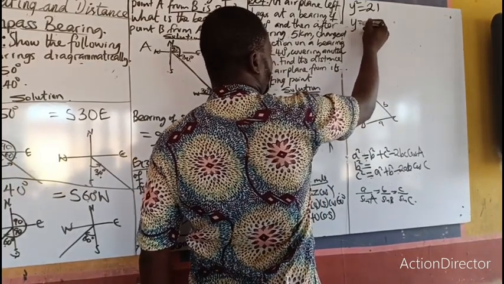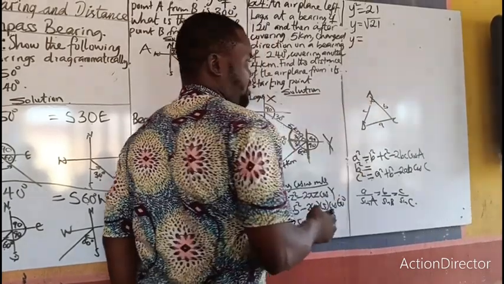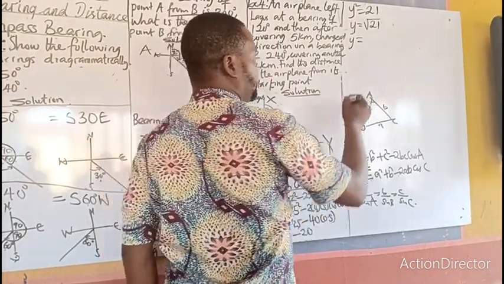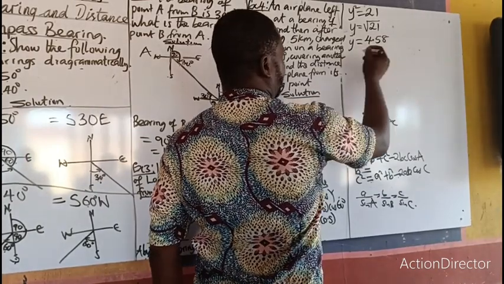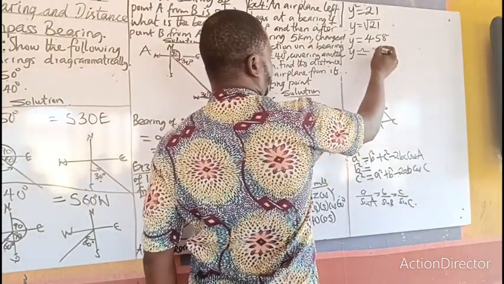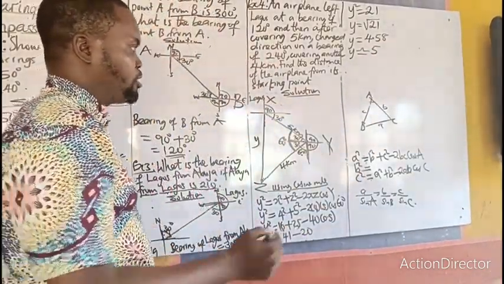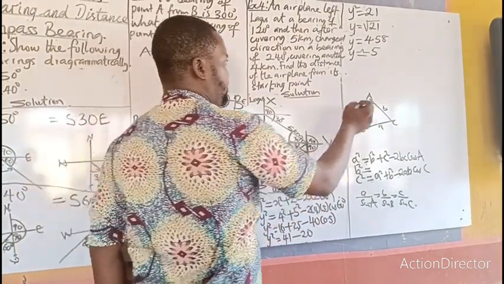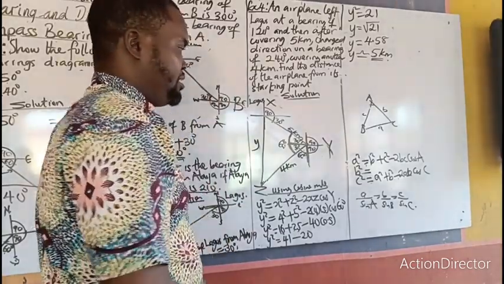So y squared is equals to 21. So y will be equals to what? Square root of 21. What is square root of 21? 4.58. Approximately equals to what? 5. 5 what? Millimeter, centimeter, or what? Kilometer. They gave you kilometers. You say 5 kilometers. Is that clear?